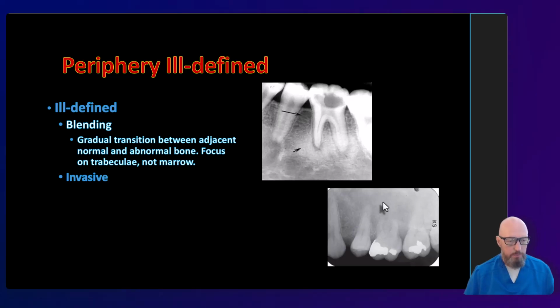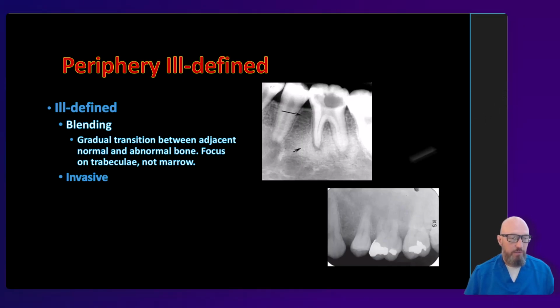Here we see a case where it's kind of a granular radiopaque appearance, but where does it end and normal bone begin? Here we start to see more normal marrow space. And so blending doesn't always mean malignant. Ill-defined doesn't always mean malignant. It just tends to occur more in malignant processes or aggressive inflammatory than with benign things.